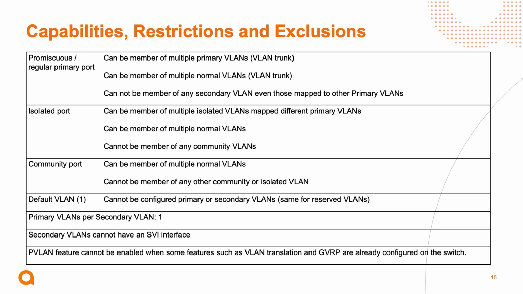Finally, for this part, there are some restrictions and exclusions. So for example, if you look at the bottom, pVLAN cannot be enabled when, for example, you have VLAN translation and GVRP configured on the switch. So it's a global mutual exclusion. Then you can go through this in detail by taking a look at the presentation, the slide deck. But there are certain restrictions in terms of promiscuous ports, isolated ports, and community ports.